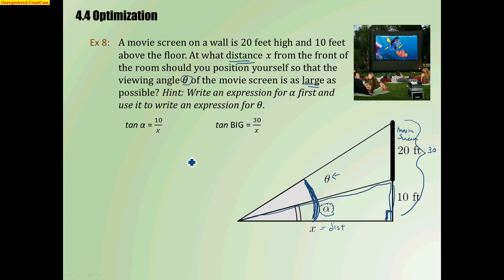So isn't it true that solving the first equation for alpha means I've got inverse tangent. Solving the second equation for the big angle means I have inverse tangent as well, but of a different expression.